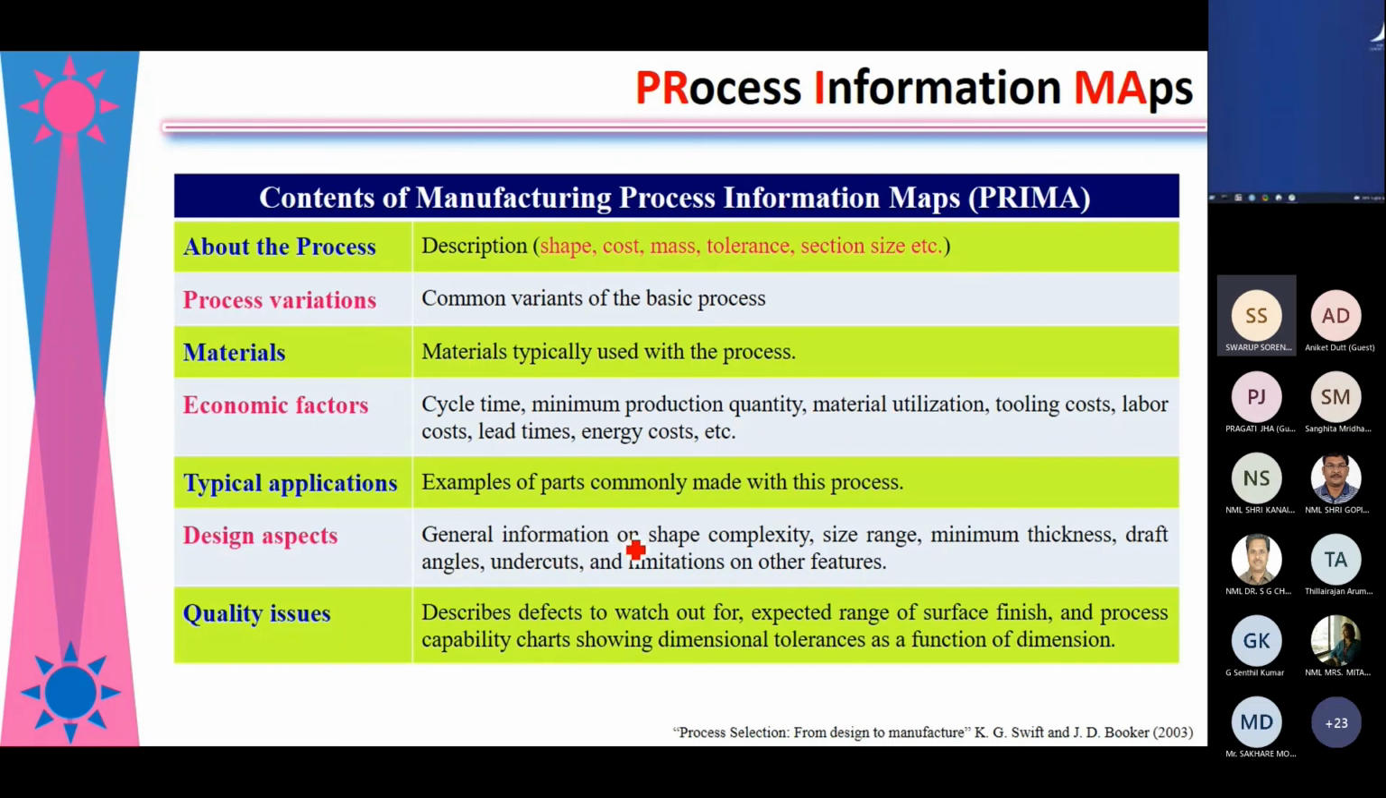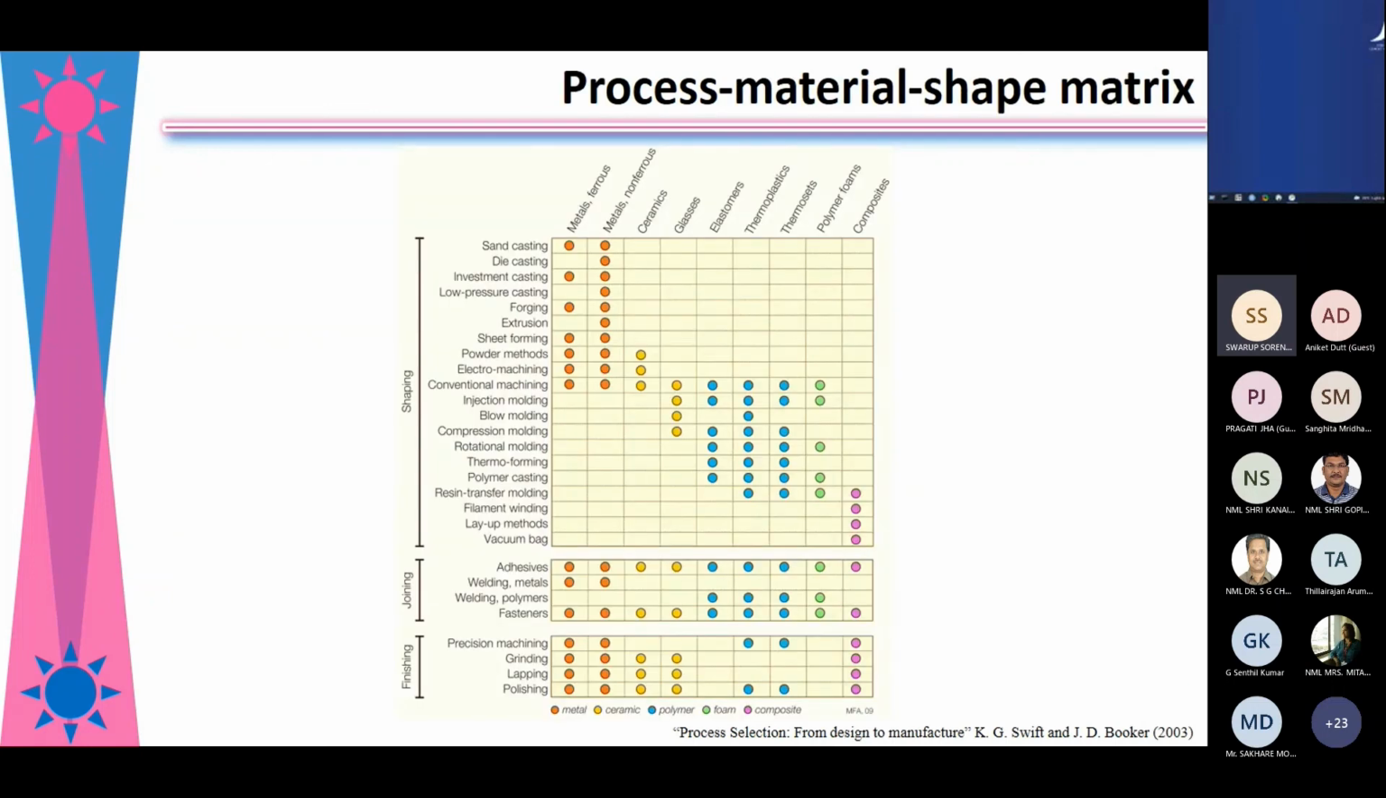Then design aspects: what is the shape complexity, what is the size range of the material you can use. For example, a very large casting size cannot be made by investment casting. So those differences you can see here. And then quality issues: what are the surface finish and other things available with this. So using these process metrics, we have different matrices for process, material, shape. It is available in the books.